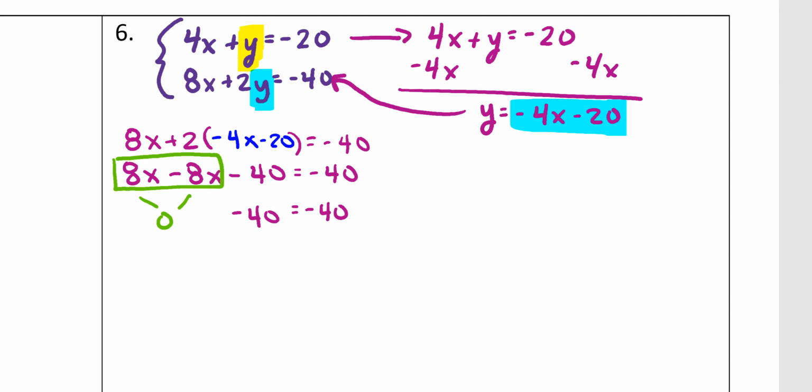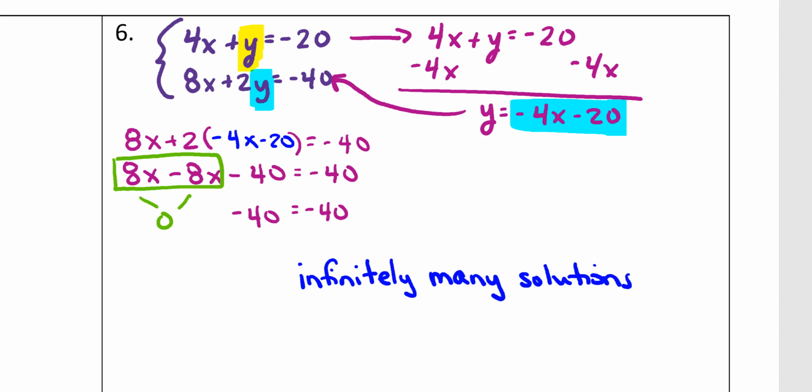So, as you've probably guessed, the solution to this system is all... it's not all real numbers this time. It's actually going to be infinitely many solutions, but we have to be very specific. So it's infinitely many solutions on the line 4x plus y equals negative 20.